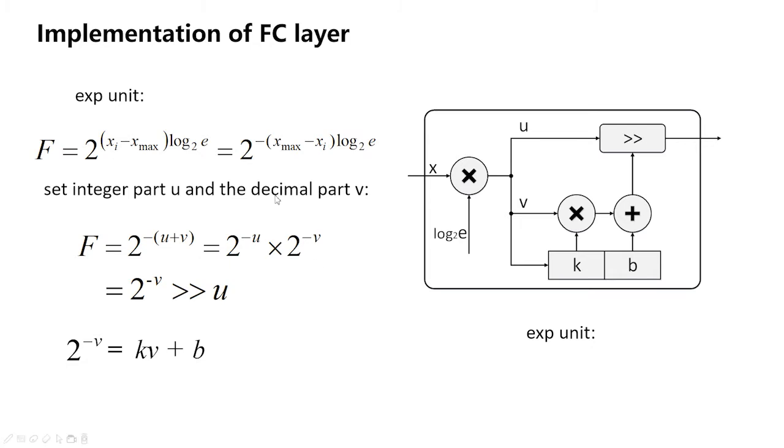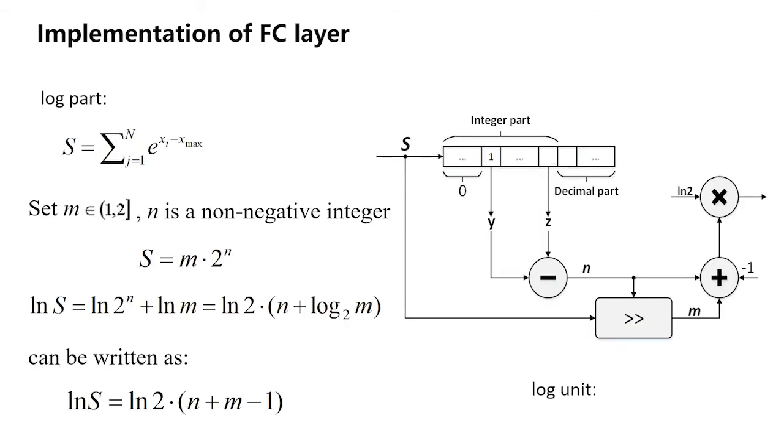So the final architecture is like this. X is multiplied with log2 e. Since log2 e is a constant, the multiplication can be a constant multiplication. The next is the log part.